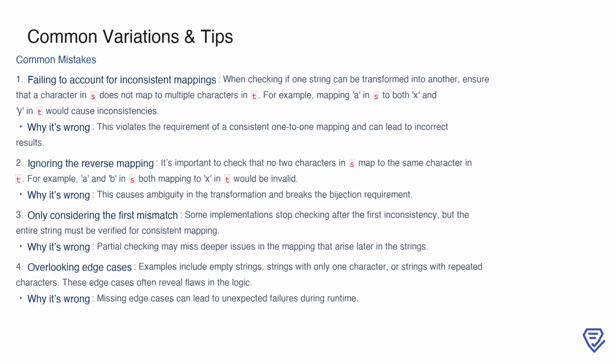It's crucial to ensure that no two characters in the first string map to the same character in the second string, as this would create ambiguity and break the bijection requirement. Additionally, some implementations only consider the first mismatch and stop checking the rest of the strings. This approach can miss deeper inconsistencies that arise later in the strings.